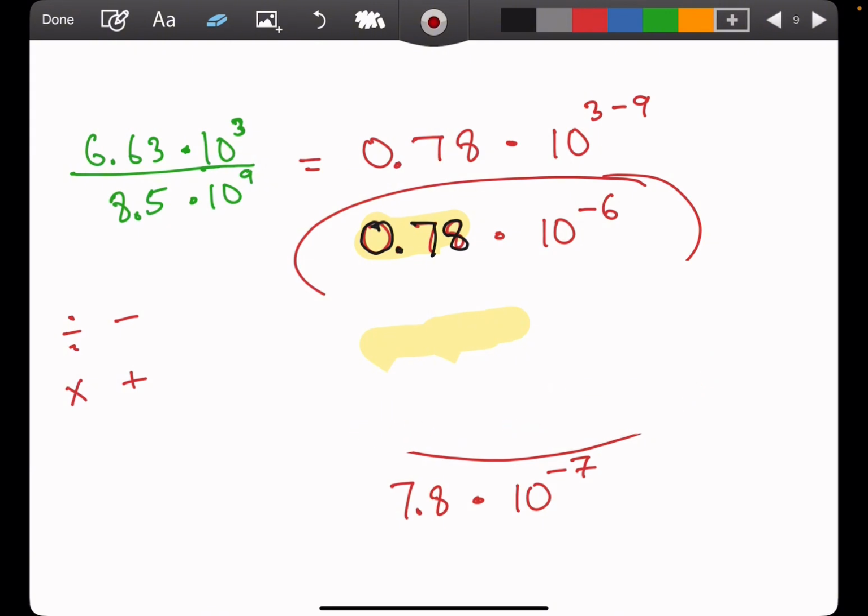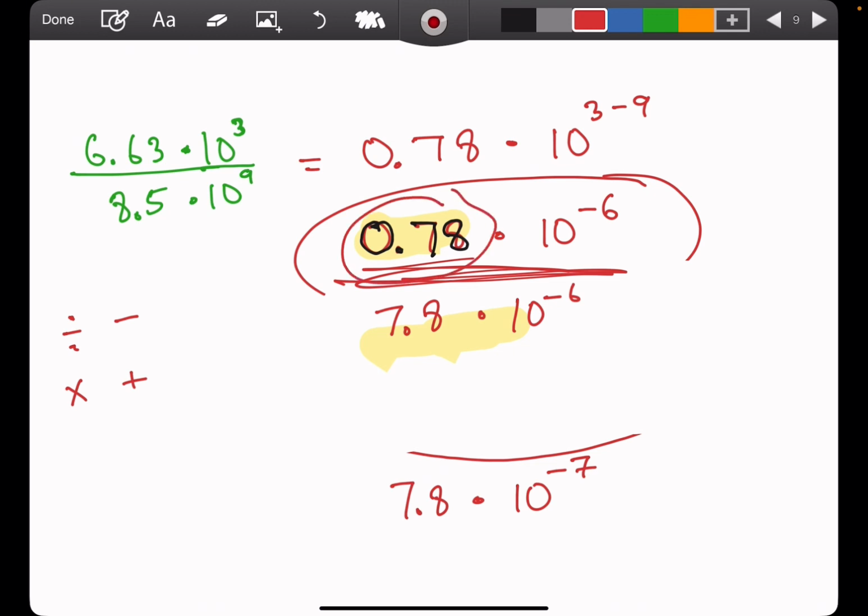Ask yourself, is this a scientific notation? Is this one? No. So guess what you do? You're going to make it a scientific notation. You're going to say 7.8. And because this is 0 point something, I'm going to say -1. The moment you see 0 point something, I'm going to say -1. Where did the 1 come from? You move the decimal point one time.